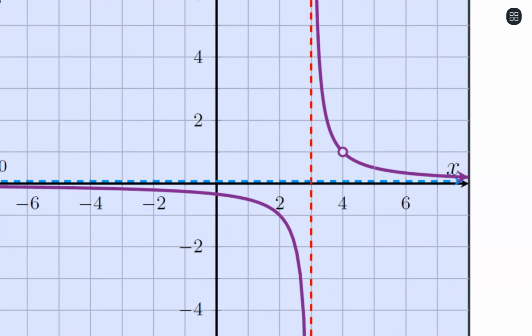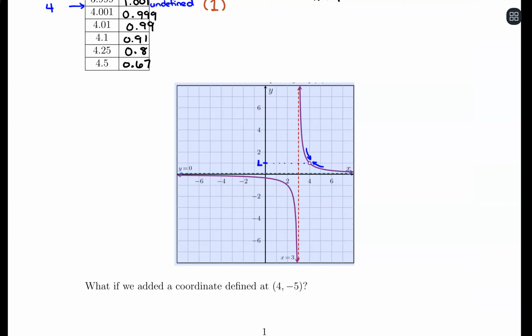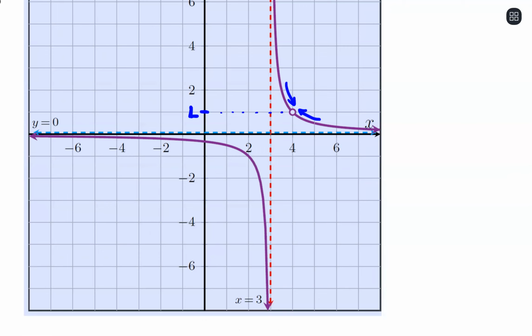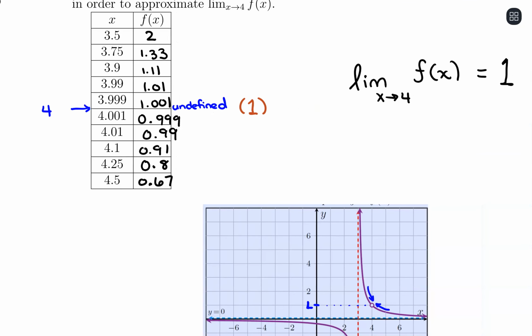And again, we can see that with the graph itself, where we have this hole right here at 4, 1. That would be our limit, at y equals 1, because that's the Y value we're approaching from the left and the right. So then what if we added a separated coordinate at 4, -5? So I'm going to plot the point 4, -5. So now we are defined at X equals 4. So if I was making my table, I could include 4, and instead of it being undefined there, I would have an output at -5.